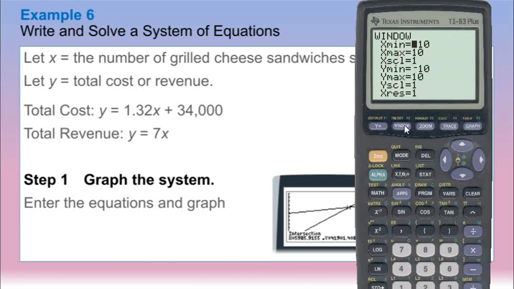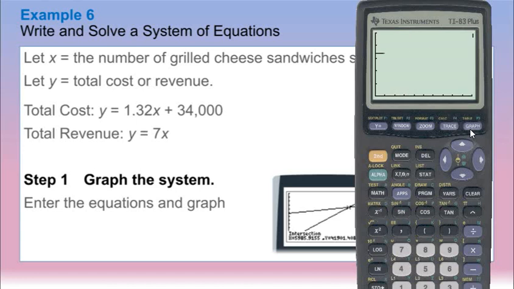Now my window, I'm going to have to change this a little bit because I need to get my y. My minimum is going to be 0 because I can't have negative sandwiches. My max sandwiches, I'll do a conservative amount. I'll just say 500. We'll count by 50s. The y minimum is 0. The maximum, I have to get at least 34,000. So I'll make that 50,000. And we will count those by 10,000.